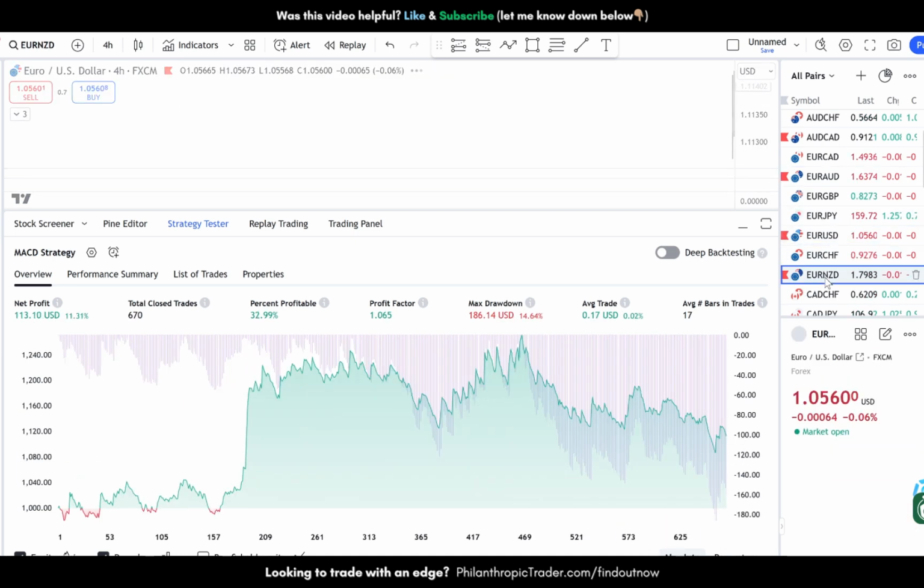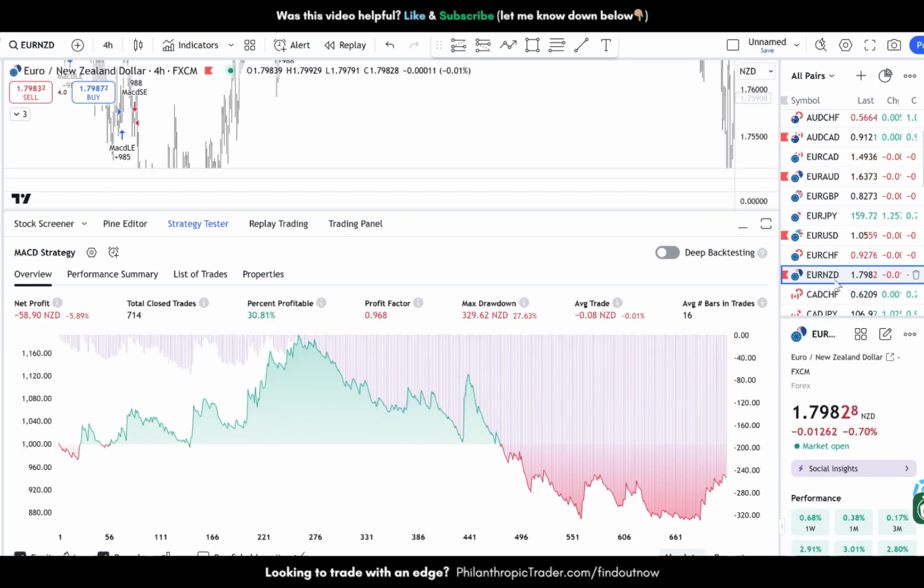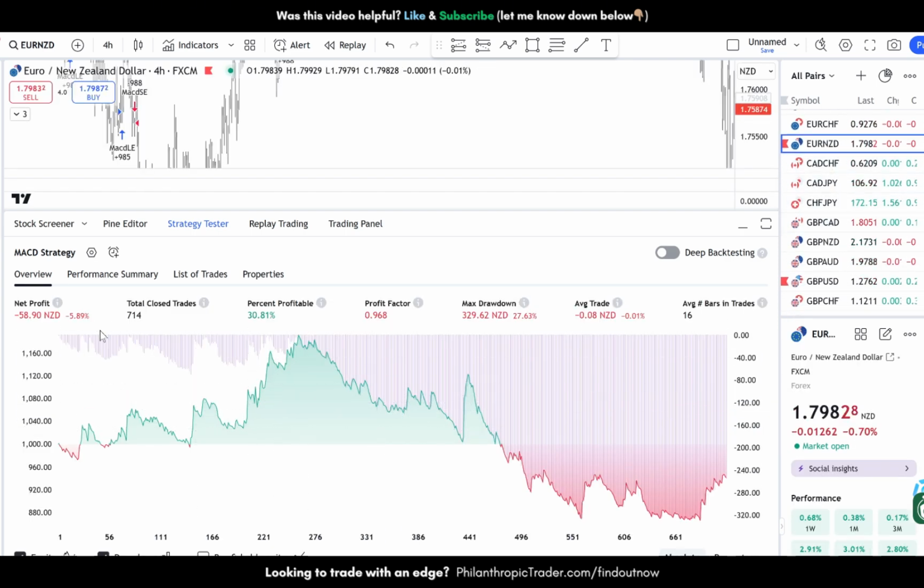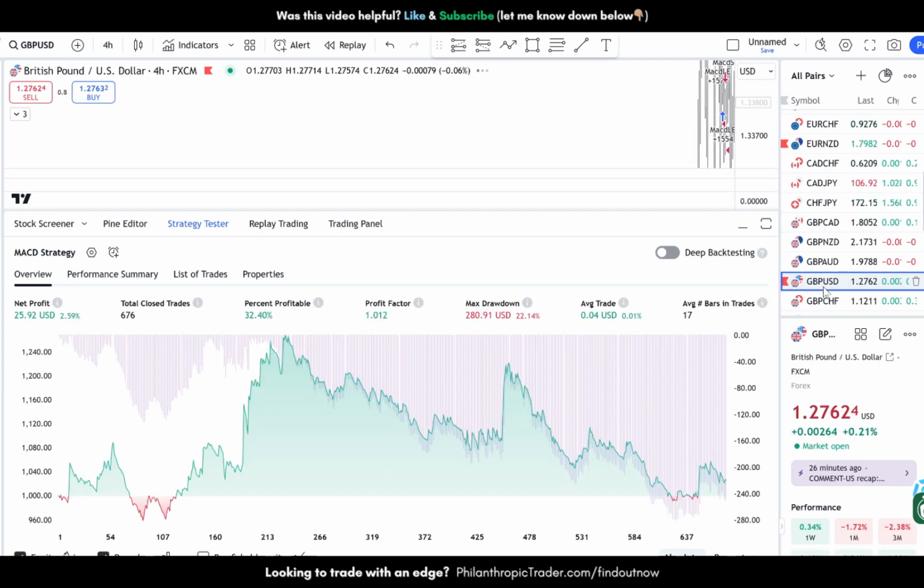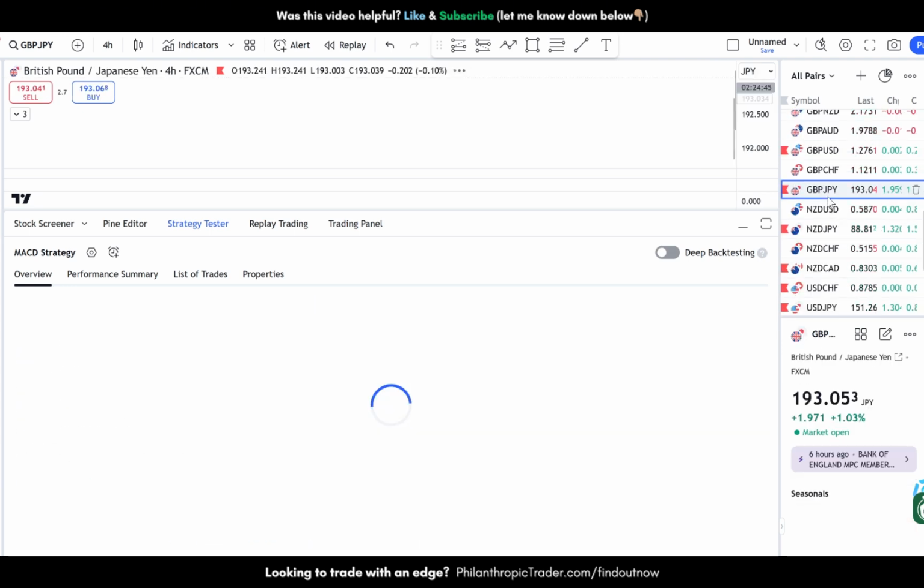Yeah, we already covered EUR/USD. Here we have EUR/NZD, which is also a little bit of ranging. Here it went really nice, then it went down a little bit, and in the end we're minus 6%. Let me see GBP/USD. Over here we have plus 3%. Again, you can play around with the lot sizes to get even higher net profit, but also bigger drawdown, of course. Here we see a nice bump to the upside. We look at GBP/JPY.